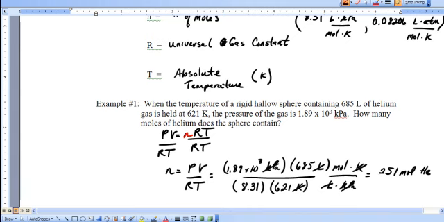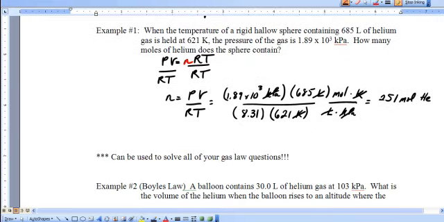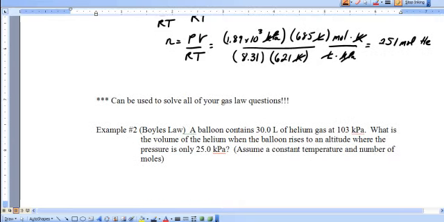All right. Now, in the next example, we're going to be using PV equals nRT to solve a Boyle's law question. You can actually use PV equals nRT to solve any gas law question. So let's show you how we do this. The question is: a balloon contains 30.0 liters of helium gas at 103 kilopascals. What is the volume of the helium when the balloon rises in altitude, where the pressure is only 25 kilopascals? And we're going to assume we have a constant temperature and number of moles.